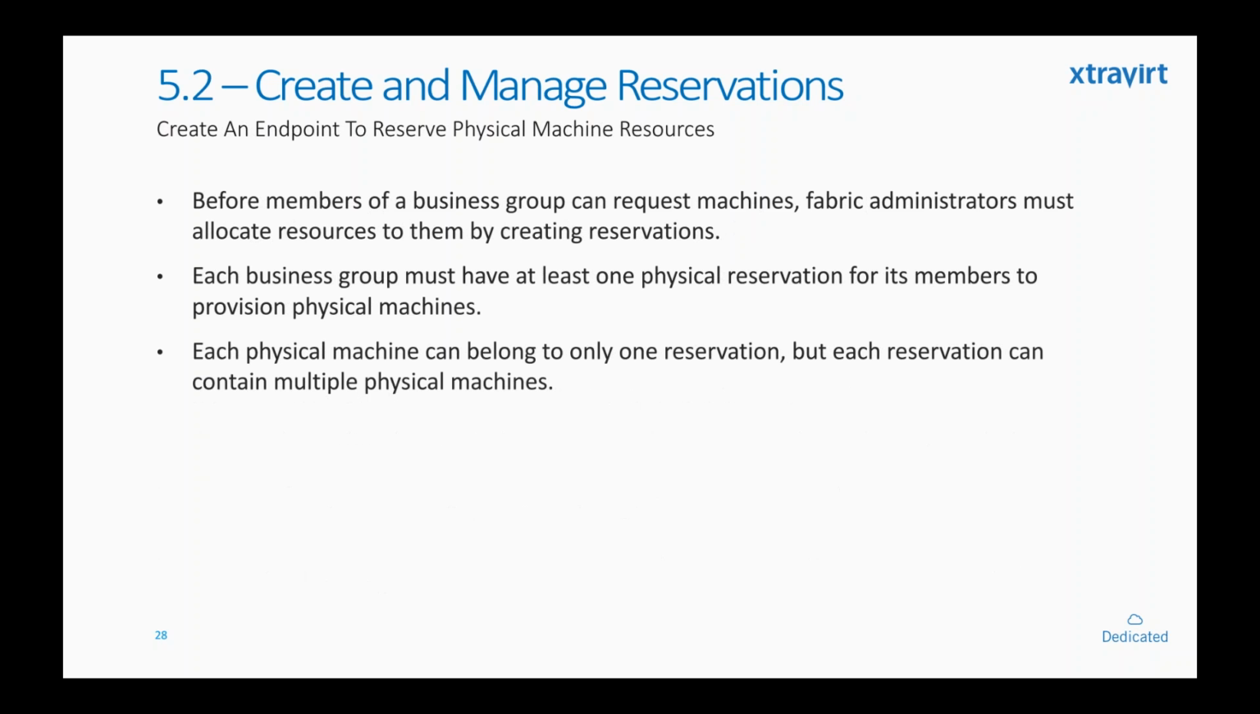For physical machine resources, we have the process where before members of a business group can request machines, a fabric administrator must allocate resources to them by creating the reservation. Each business group must have at least one physical reservation for its members to provision physical machines. Each physical machine can belong to only one reservation, but each reservation can contain multiple physical machines.